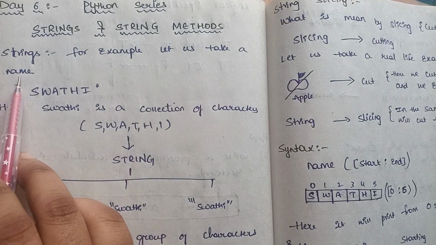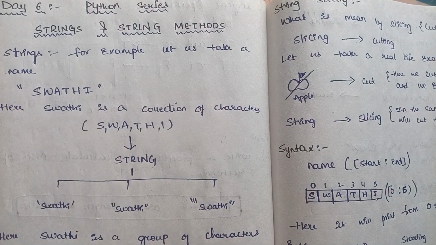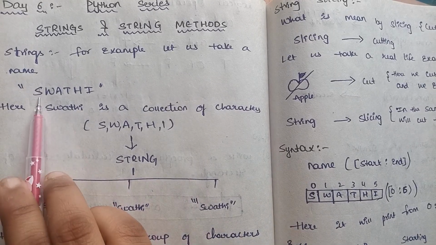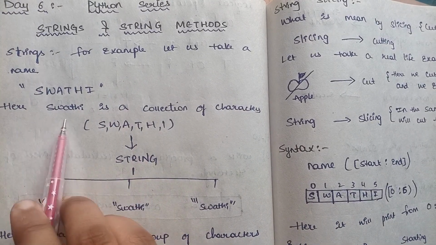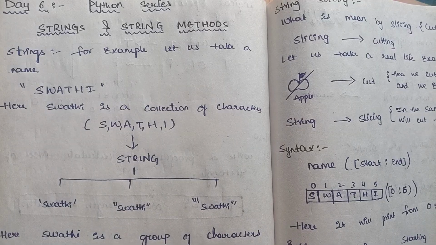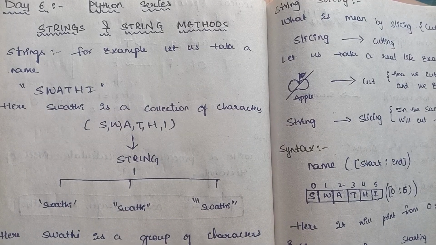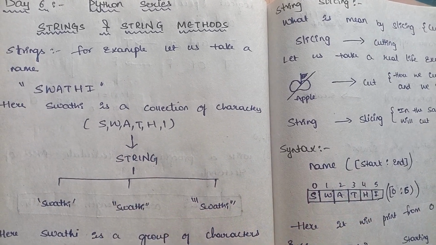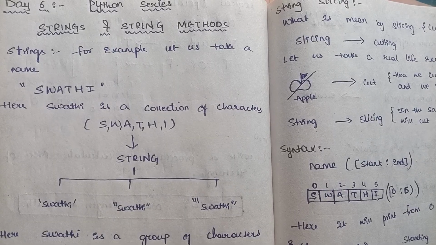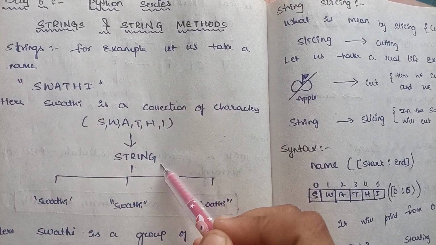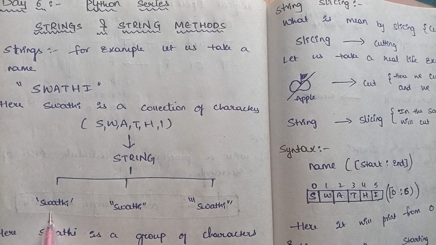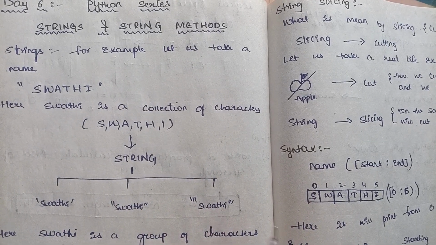Let us take a real life example to understand what is meant by strings. Here I'm taking the name Swathi. Swathi is a collection of characters. So what is a string? A string is a group of characters. Here Swathi is a single word which is created from characters. These are called strings. A string can be written in 3 types: it can be denoted in single quotations, double quotations, and also triple quotations.